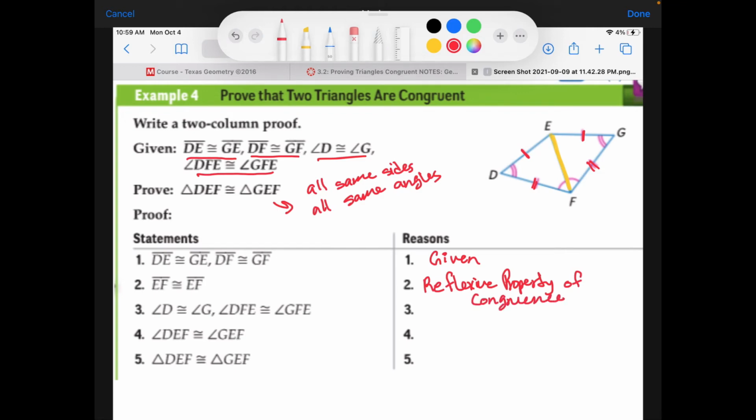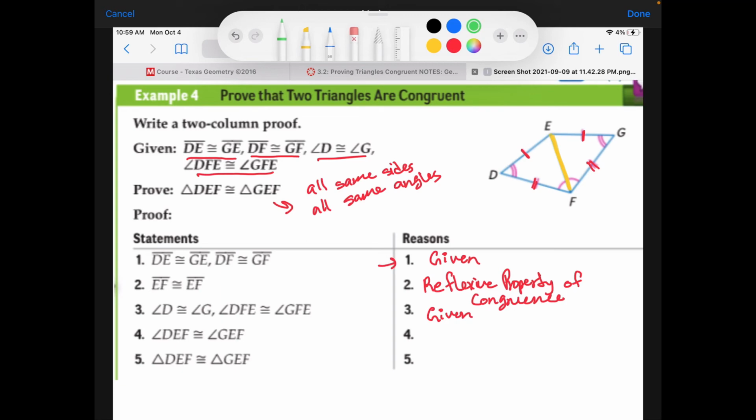All right, the next thing it says is angle D and angle G are congruent, and angle DFE is congruent to angle GFE. Now, if you remember, that was also given to us in the picture, so that's also a given. Remember, we always start with the given, but if they give us more than one given, sometimes they can be sprinkled in throughout.